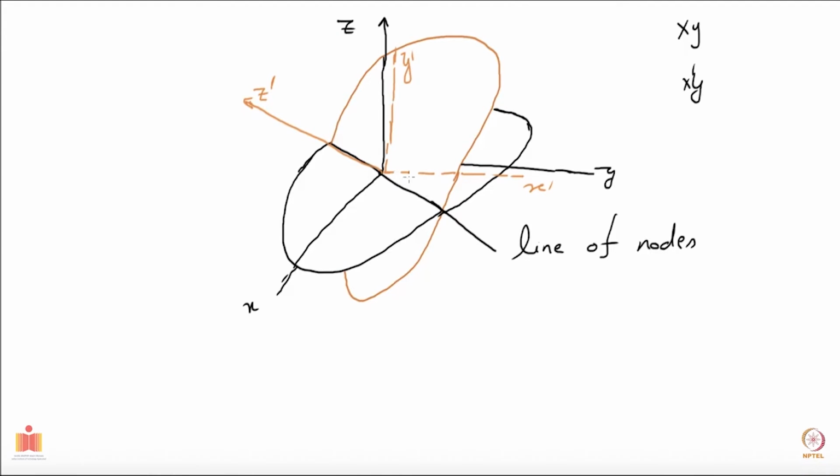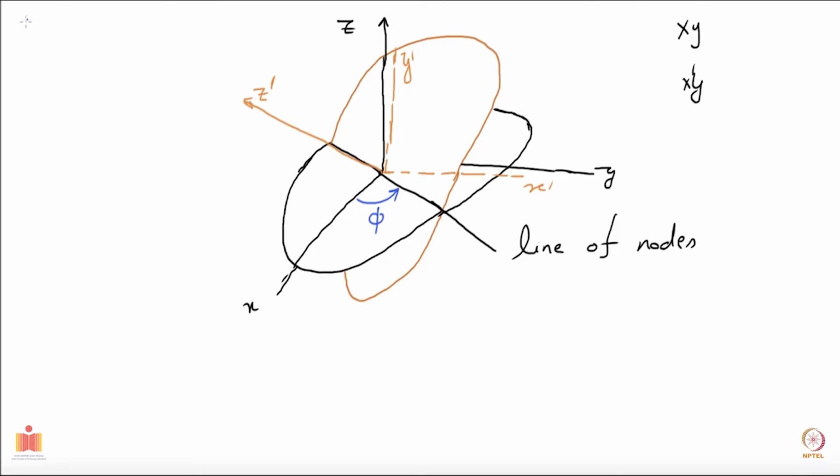Now instead of trying to bring it to x prime, which is not so easy to do at first because you don't know where it is, I know the line of nodes, so I know where the planes are intersecting. So what I will do is take my x-axis and rotate it to the line of nodes. That angle I will call phi. So you rotate by amount phi and arrive at the line of nodes.